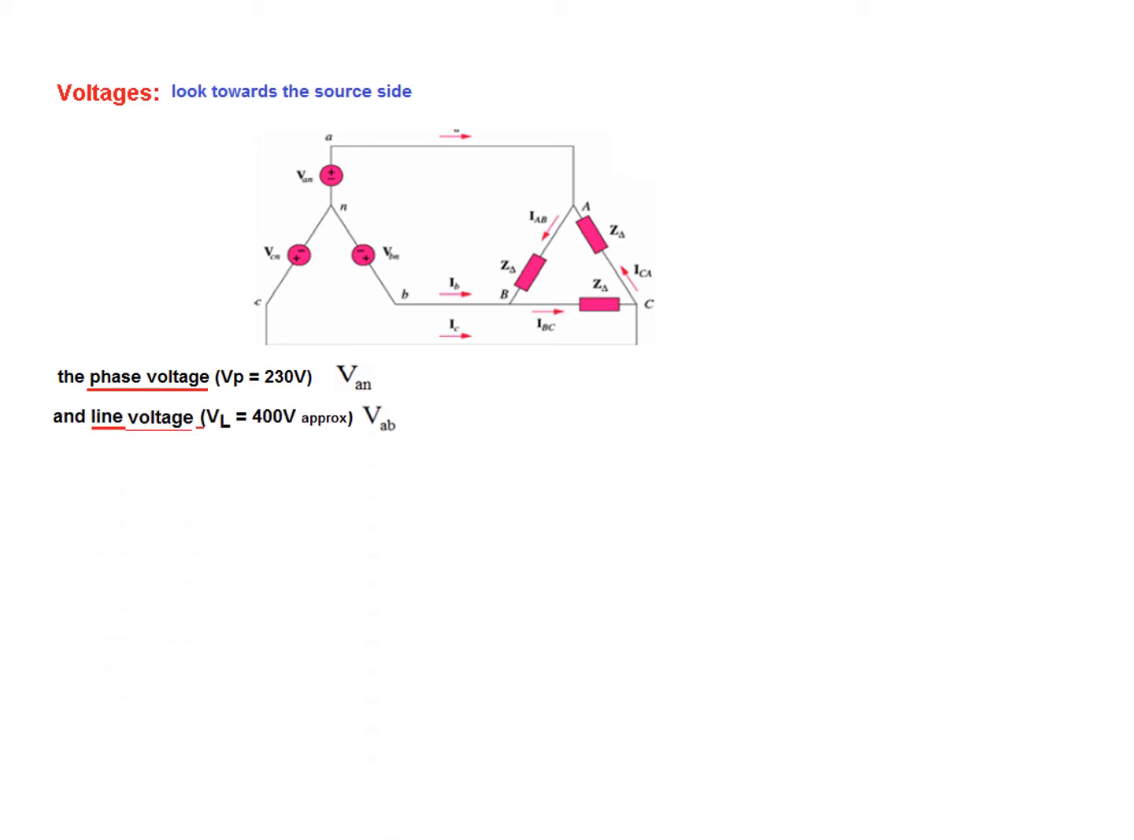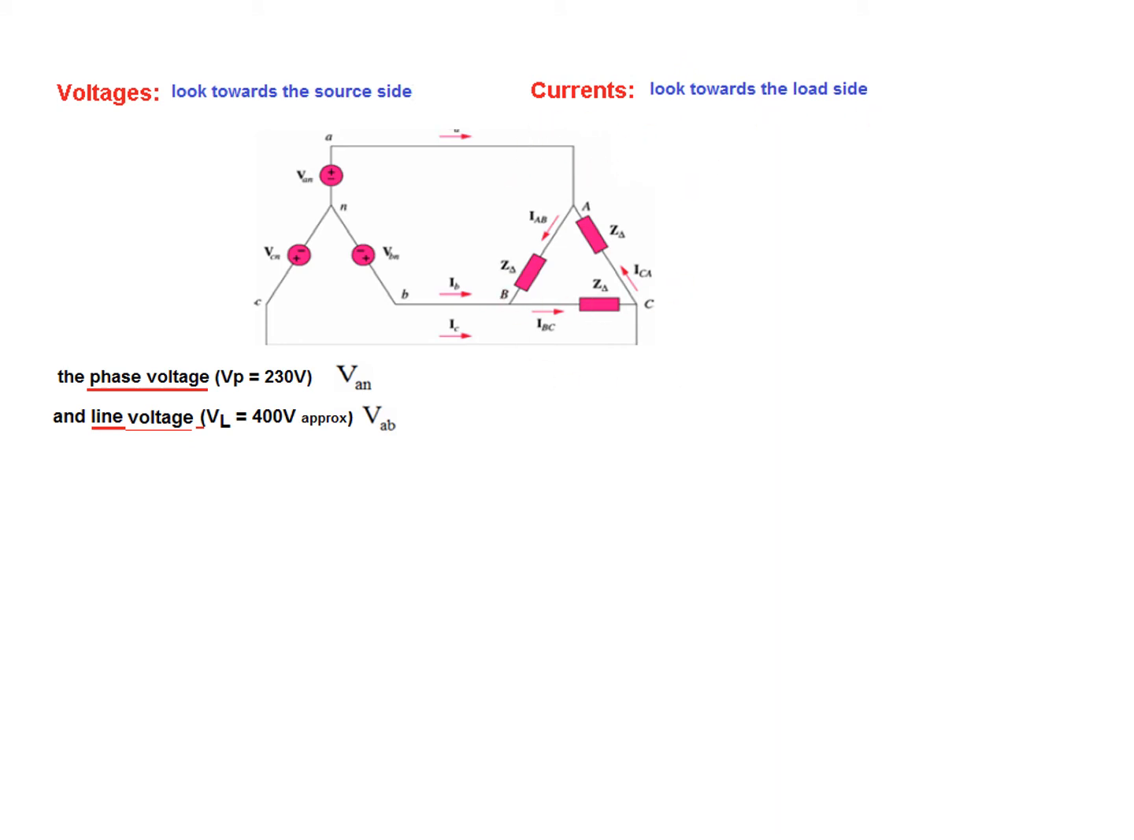And now the line voltage is actually line to line voltage. So between line to line, this is line voltage, and this we'll write as VAB. So this A and this B, and this is approximately 400 volts, which we'll see how this comes. So these were the two voltages, and now for the current we look toward the load side.